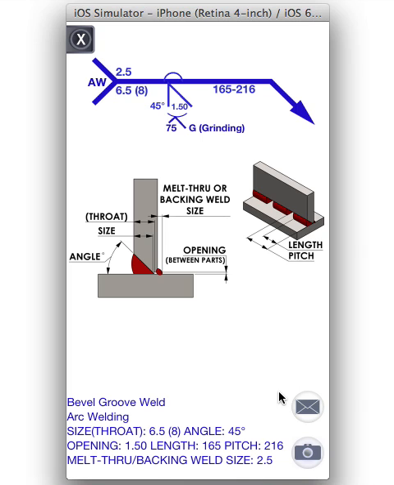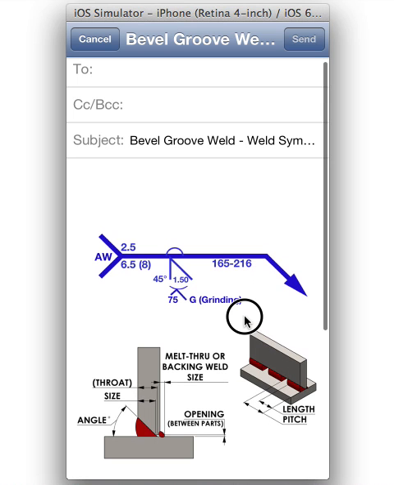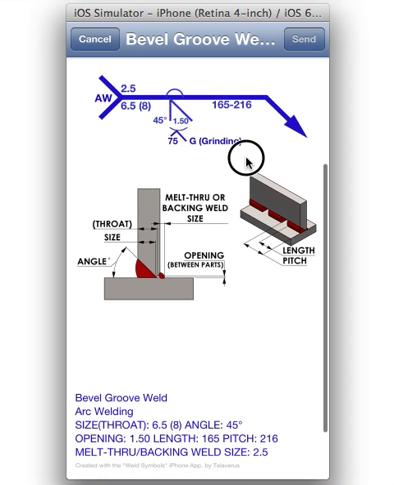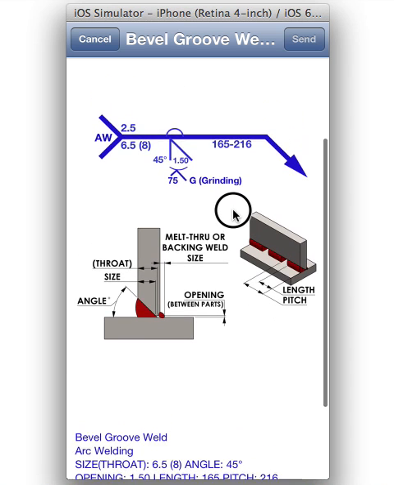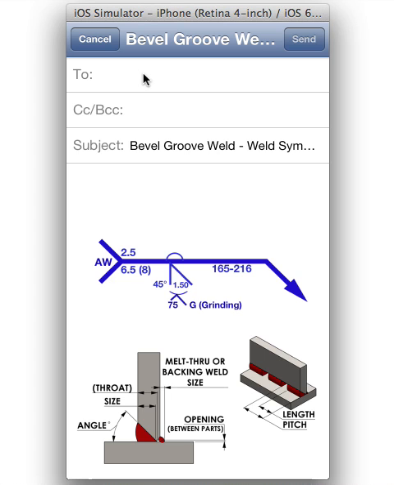While we're in here, let's take a look. If we want to communicate this particular weld symbol to somebody, either to manufacturing or if we're just trying to interpret it or communicate it to anybody, we can email it from within the app, as long as your device has email capabilities and is enabled. An image is generated automatically, and you just choose your recipient and send away.